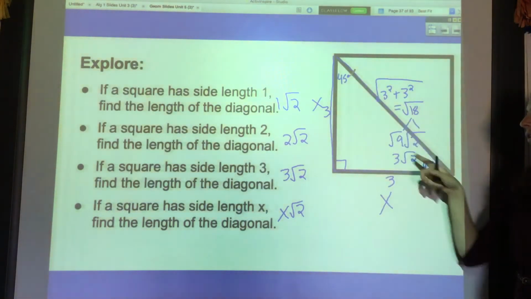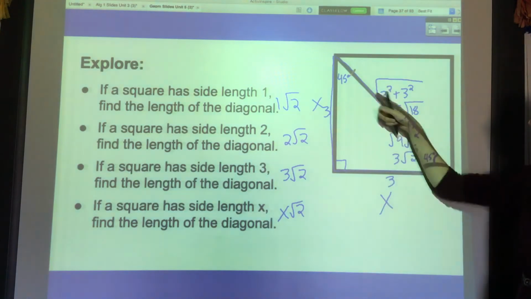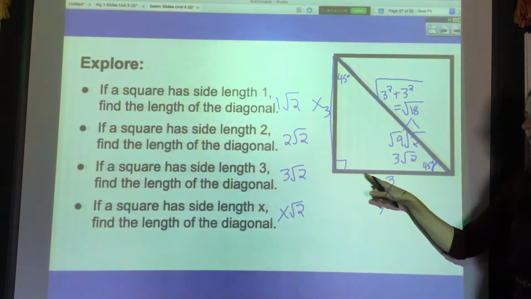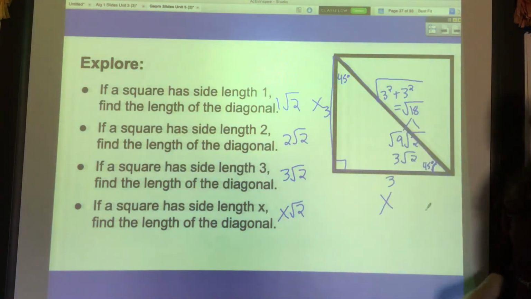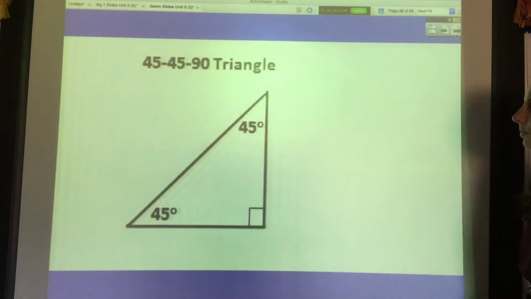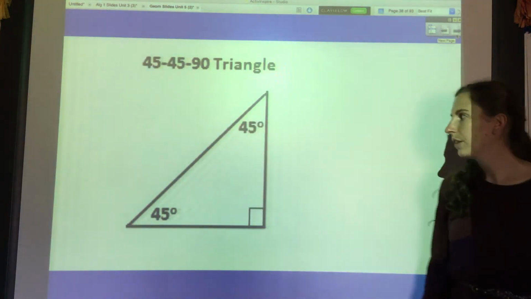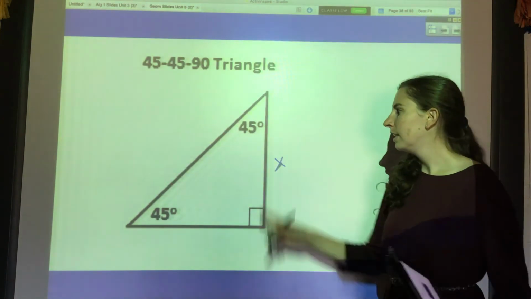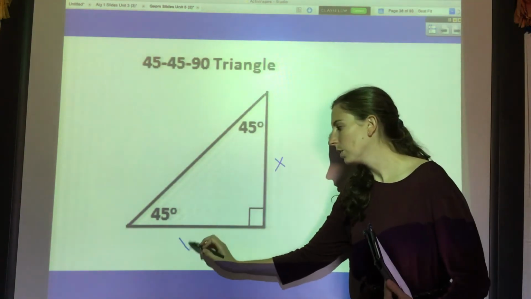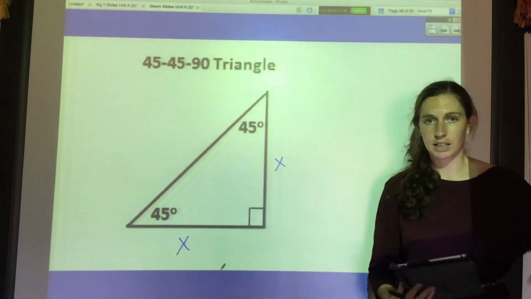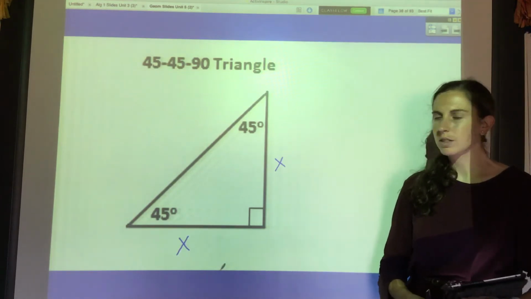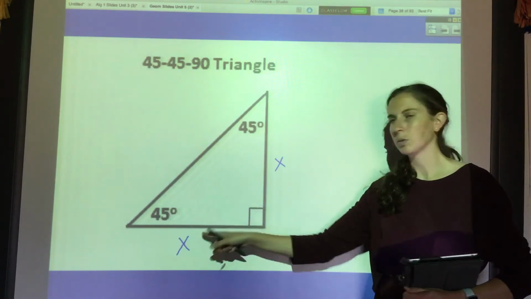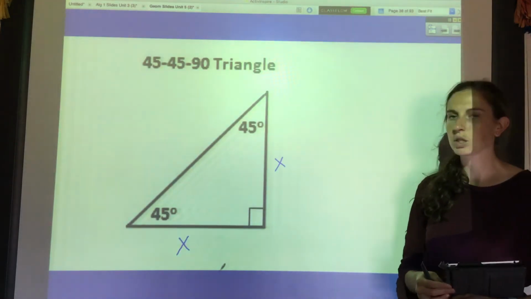So in a 45-45-90 triangle, the hypotenuse is always the leg length times the square root of 2. Here's what that looks like a little simpler. So in a 45-45-90 triangle, let's just call this a generic x. If this is x, this is also x. This is an isosceles triangle. Remember that base angles theorem, where if these two angles are the same, then these two sides are the same as well? It's isosceles. It's like half a square.